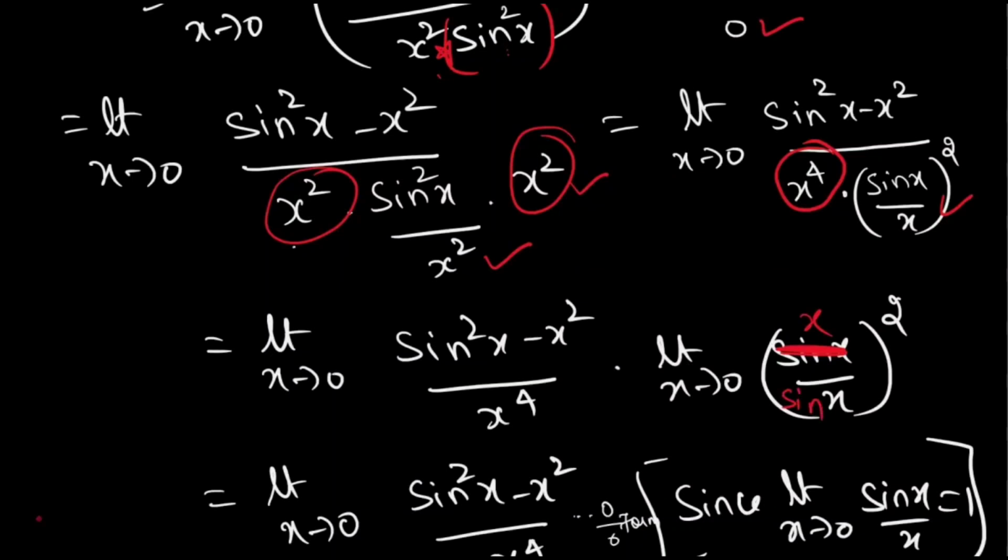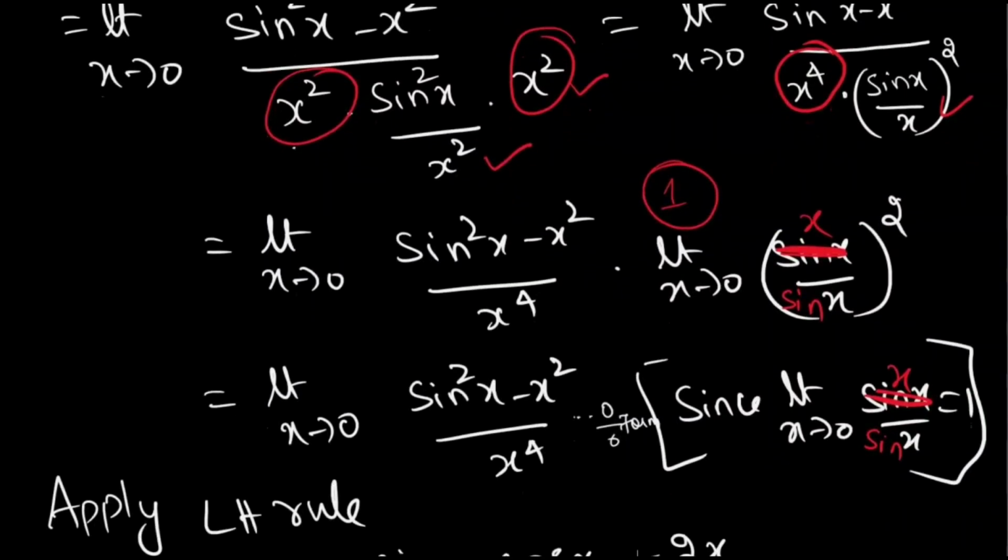Anyhow, this limit is 0. That is why it didn't affect the solution. So the second term will become 1. x by sin x, limit x tends to 0, x by sin x is 1. And hence we are left with only the numerator and denominator x power 4. Numerator is there as it is. We didn't touch the numerator. This denominator x power 4 is there. This term will become completely 1. It is not going to harm us.